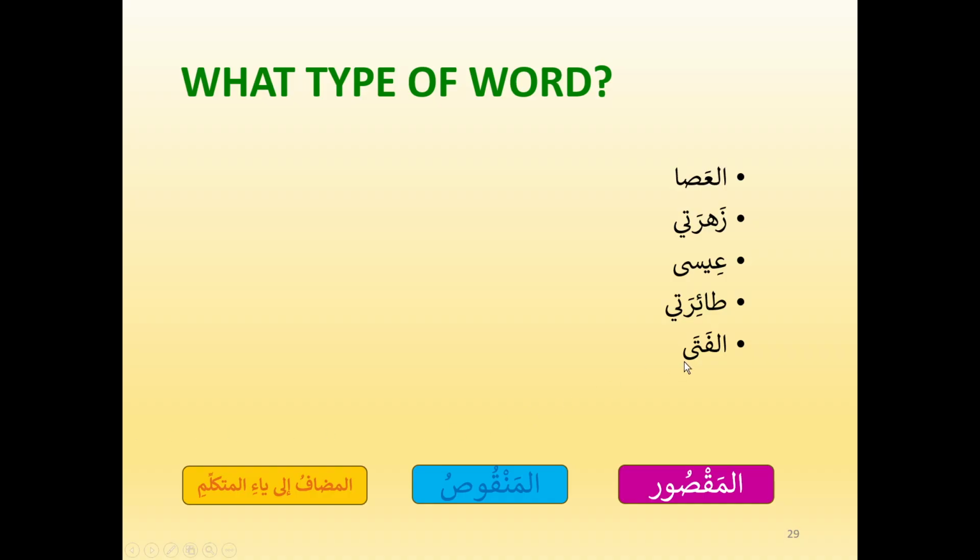Okay. الفتاة, yes, good, مقصور. درجتي, درجتي. Yeah, this is المضاف إلى ياء المتكلم. What is the meaning of درجتي? My bicycle. درجة, bicycle, yeah. That's nice. Alhamdulillah.